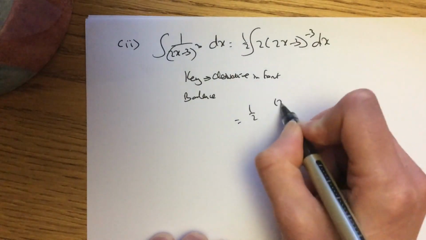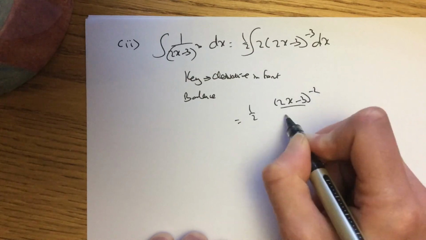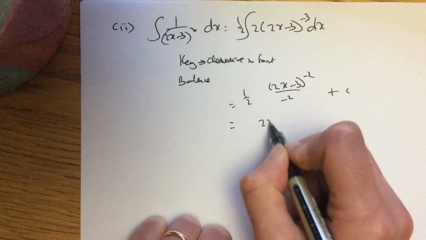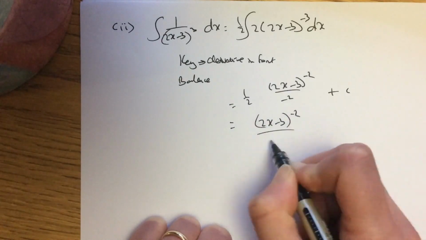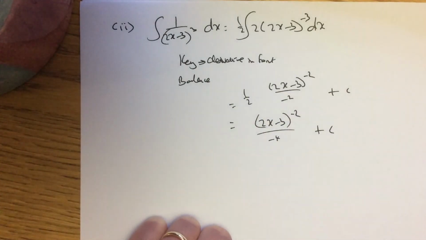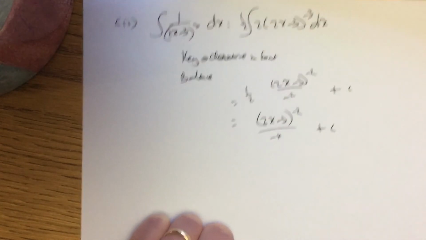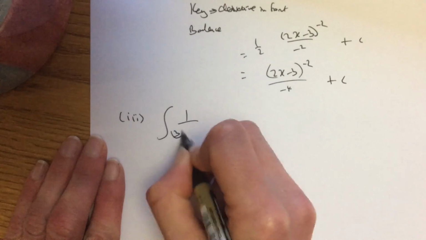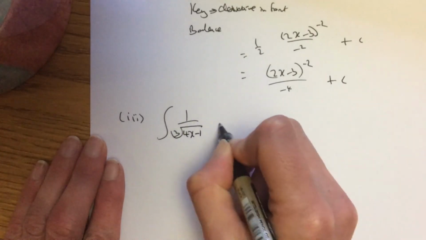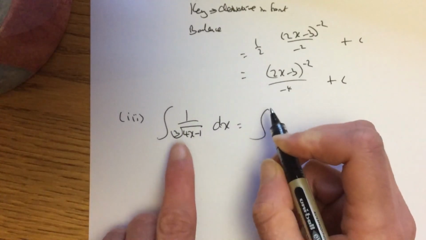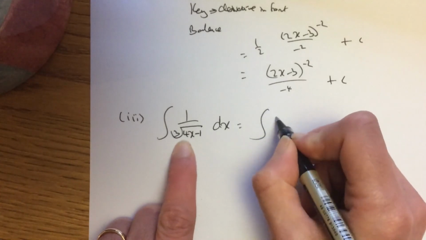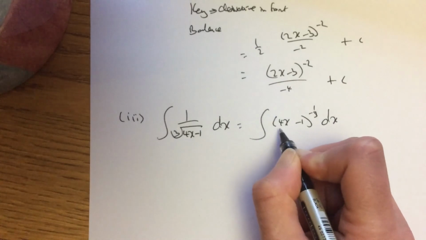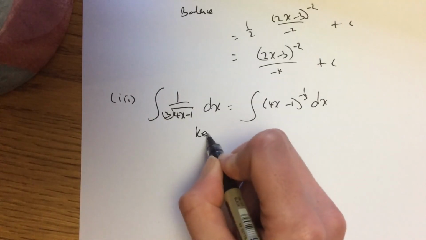Add 1 to the power and divide by the new power. Or I should say, whenever you differentiate, the derivative disappears. So it's 2x minus 3 to the minus 2 all over minus 4 plus c. Okay, let's try another one. So it's 1 over root 3 of 4x minus 1 dx. So I would write that as power of a third. So it comes up to the top line as minus a third. To integrate, the key is a derivative.